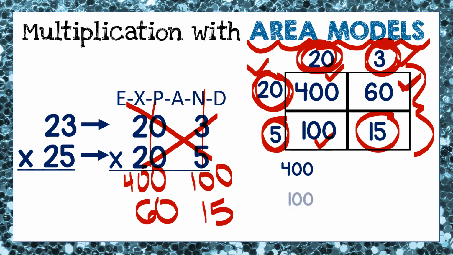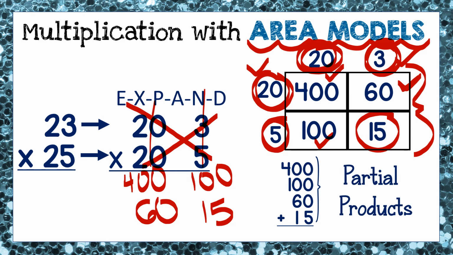I'll put them in order from least to greatest, and that's just something I tell my students to do to make the addition easier. 400 plus 100 plus 60 plus 15, all of those are my partial products. When I add them together, I get 575. So 23 times 25 is 575.